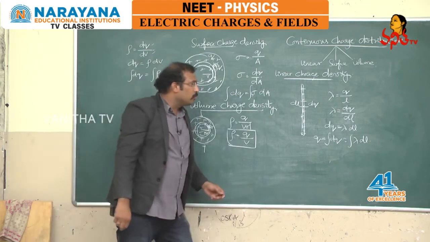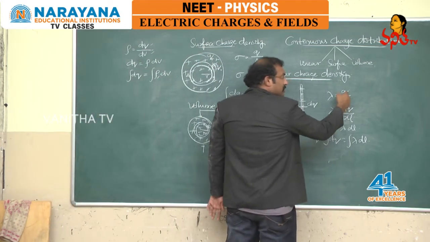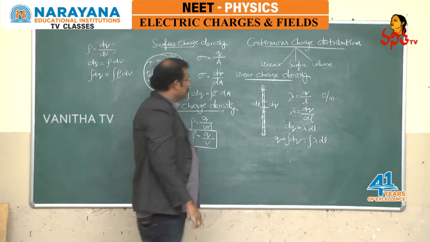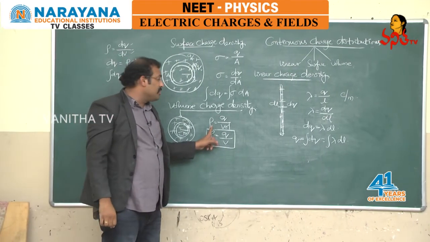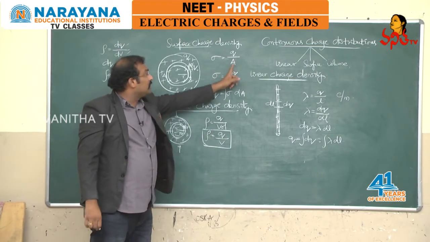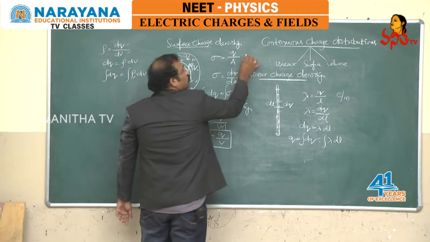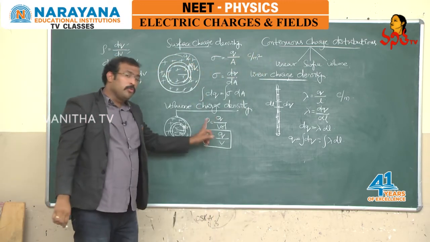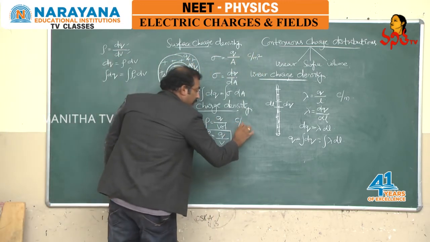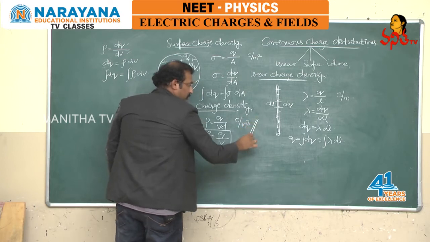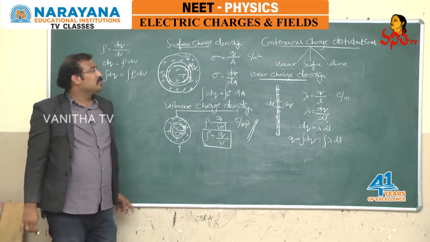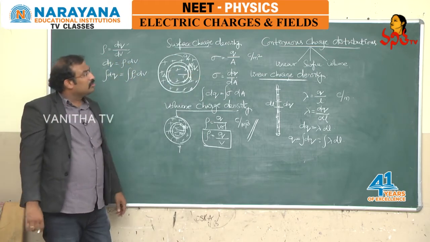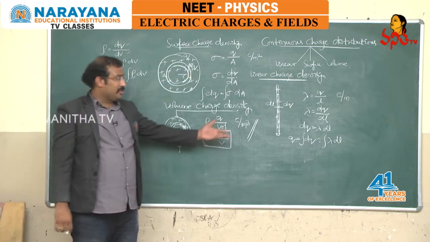We will see the units also. So lambda is charge per unit length, which is coulomb per meter. Surface charge density is charge per unit area, which is coulomb per meter squared. This is charge per unit volume, which is coulomb per meter cubed. So in this way we can define the units also. So that's it with our three charge densities.